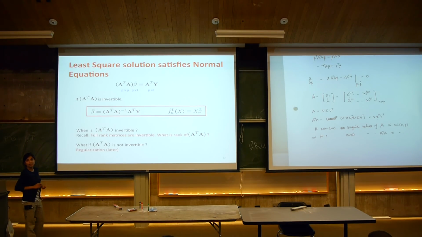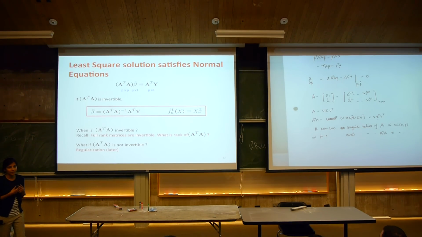We'll get back to it in a little bit when we talk about regularization. But I just wanted you to understand at this stage that it's not necessary that this is invertible. The normal equations are always satisfied by the least square solution, but you can only write the least square solution like this if A transpose A is invertible, which happens if you have lots of data points, n larger than p. We'll get back to what you do if it's not invertible.